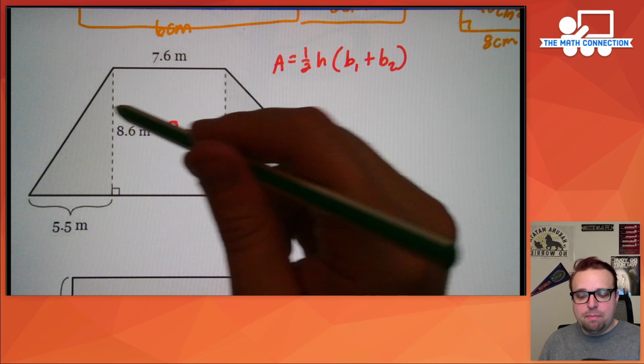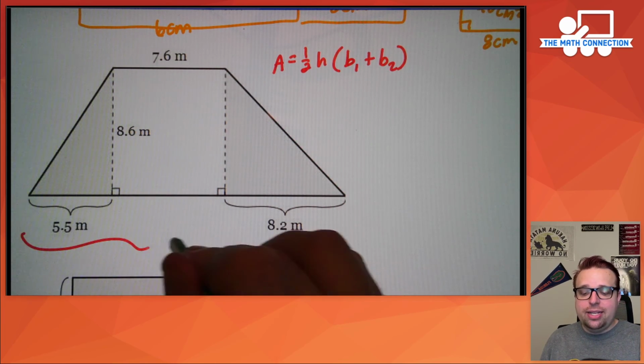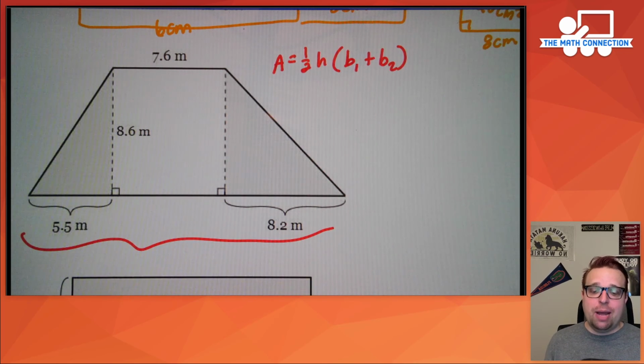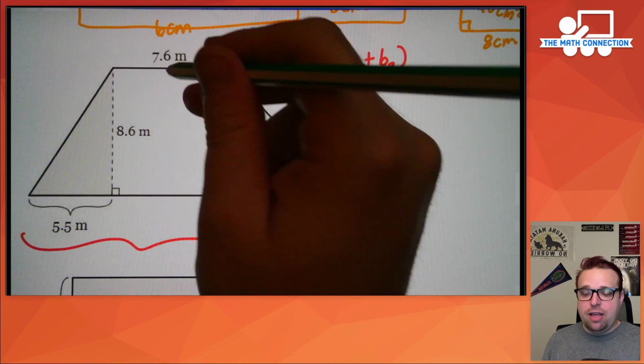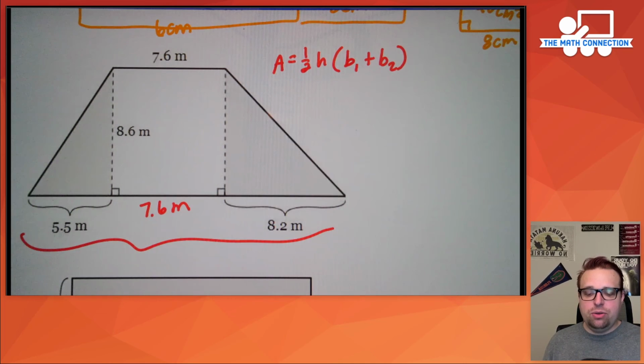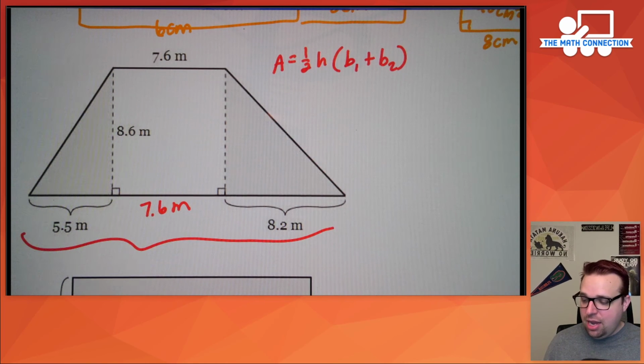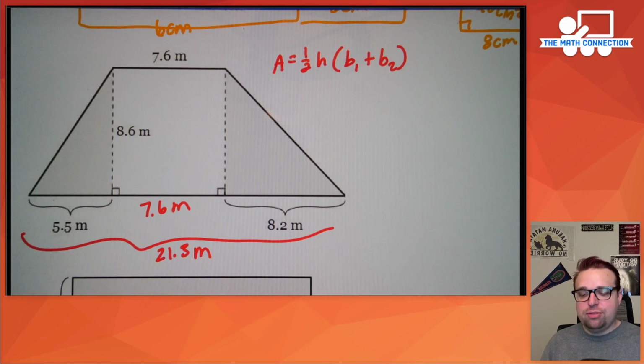So in this method that I'm showing you, there's really only one piece of information that we're missing, and that is, what is the measurement of the entire base of this trapezoid? We have this piece, which is 5.5, and this piece, which is 8.2. What's the middle piece? Well, if these are parallel to each other, then this also has to be 7.6 meters. So all of these measurements added together will give us the whole base. I need a calculator for this because I'm really bad at adding decimals. Adding them up with 8.2, I get 21.3 meters for that base.